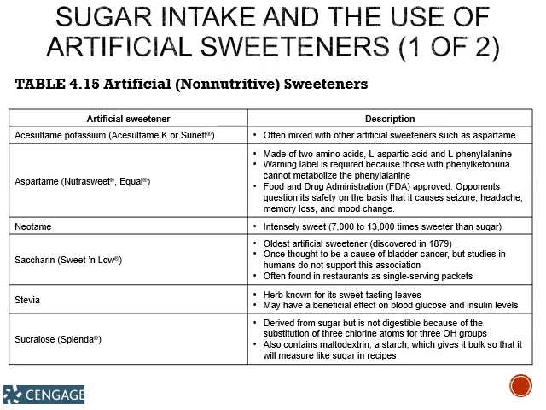Saccharin is the oldest artificial sweetener. It was once taken off the market based on research that linked it to bladder cancer in lab studies. Stevia is derived from an herb that has sweet tasting leaves. It may also have a beneficial effect on blood glucose and insulin levels.